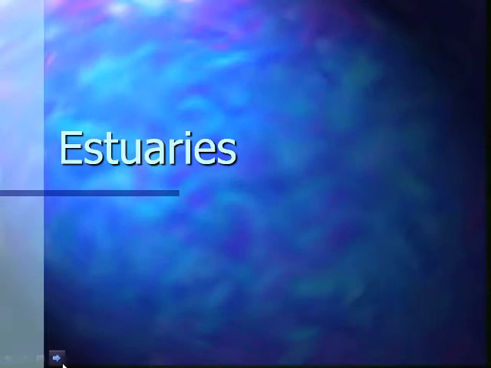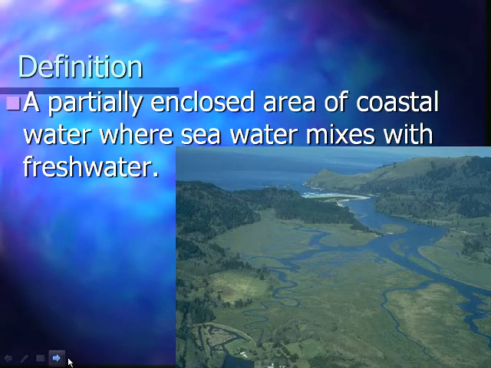So we're going to start with estuaries. Okay, so an estuary is a partially enclosed area of coastal water where seawater mixes with freshwater. This is an area that has to have some kind of river or something feeding into it. It has to have some kind of geographic or geologic protection, so like it's shallower water or it's surrounded by land, it's got a barrier island, some kind of land formation that sets it apart from the rest of the ocean.